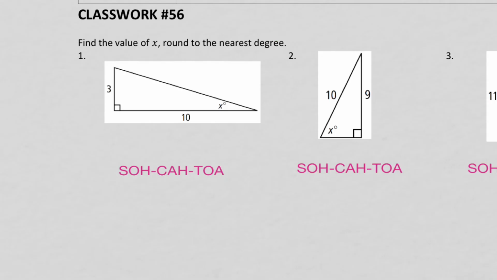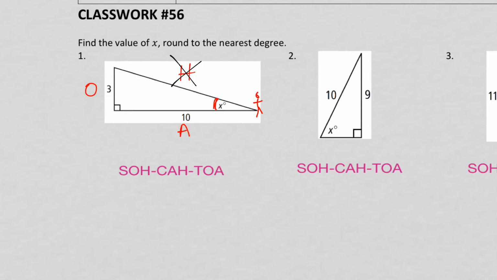Alright, so class trig 56, here's number 1. We want to find x, rounded to the nearest degree. In this case, I'm going to first pick a reference angle, which will be this one, and then identify my sides as hypotenuse, opposite to my reference angle, and adjacent. Once I do that, notice how in this case my hypotenuse side has no value, so I'm not going to use this. So I'm going to use opposite and adjacent.